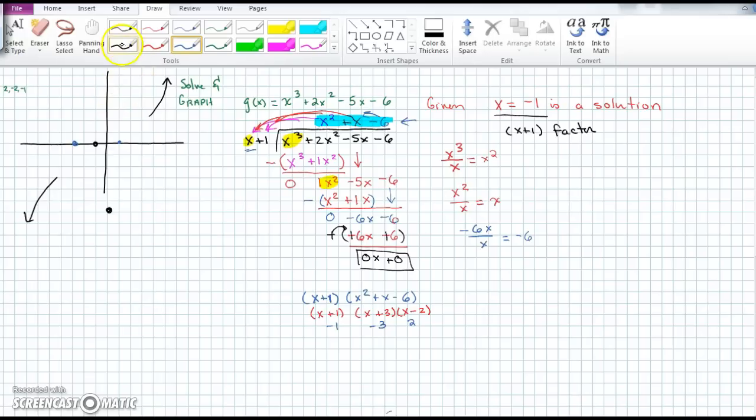Now I can make a better sketch, low to high, through my y-intercept, and back to the end. It matches my end behavior.